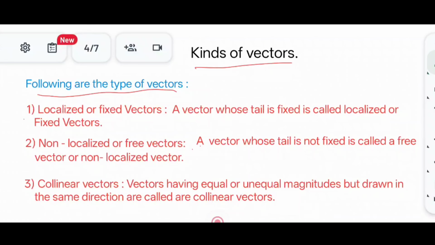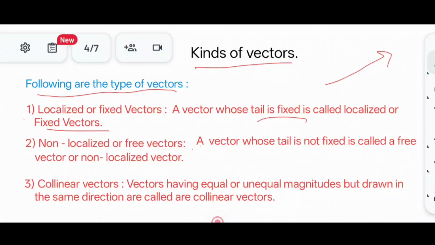Localized vectors are the vectors whose tail is fixed or localized. Such vectors are known as the localized vectors. The tail will be fixed, that means the origin is fixed. It may move anywhere. So such a vector is known as a localized vector or fixed vector.